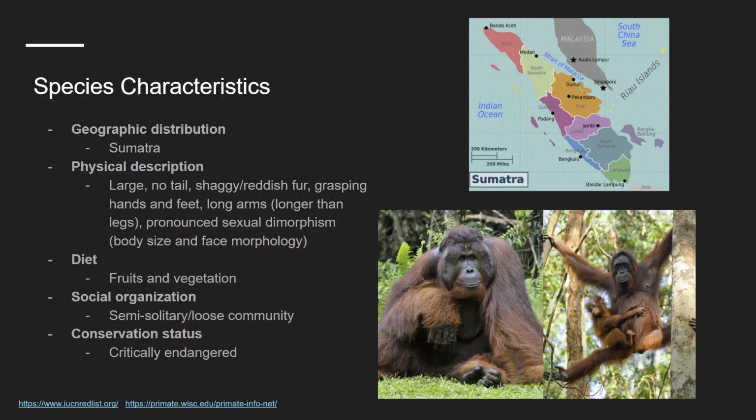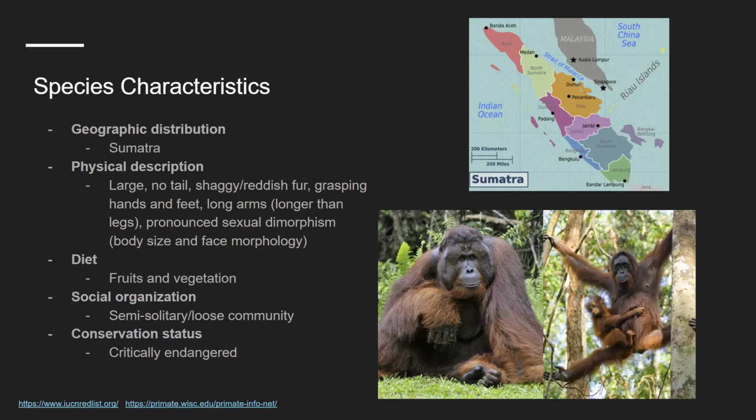And then their face morphology is very different. As you can see in this picture here, they have these big cheek flaps, and the larger they are, the more likely they're going to be reproductively successful. The males will also have these laryngeal sacs or throat sacs, which allow them to do what's called long calls. And these long calls are actually used to either attract females or to fend off males from one male's territory.